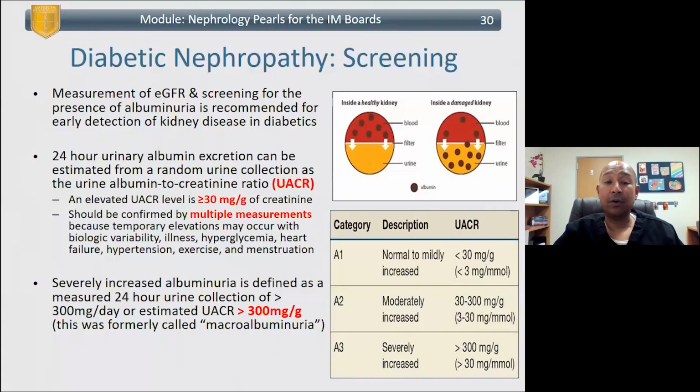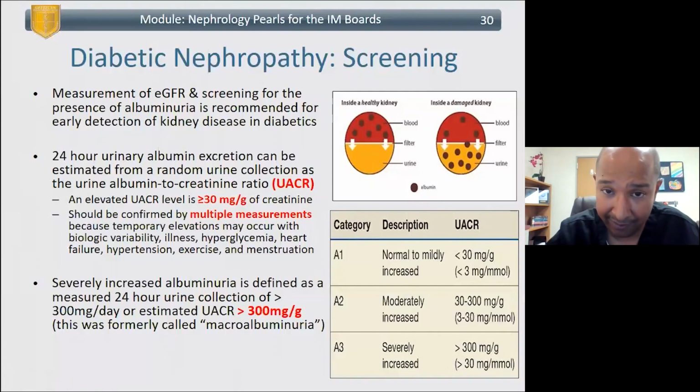If someone has a urine albumin to creatinine ratio that's greater than 300, then we call this severely increased, formerly known as macroalbuminuria. But what did I put over here? I put down some of the descriptive terms. If you have a urine albumin to creatinine ratio that's less than 30, that's normal to maybe mildly increased. If it's 30 to 300, we now call that moderately increased. In the olden days, we called that microalbuminuria. And if it's greater than 300, that's severely increased. And as I mentioned, that's called macroalbuminuria.